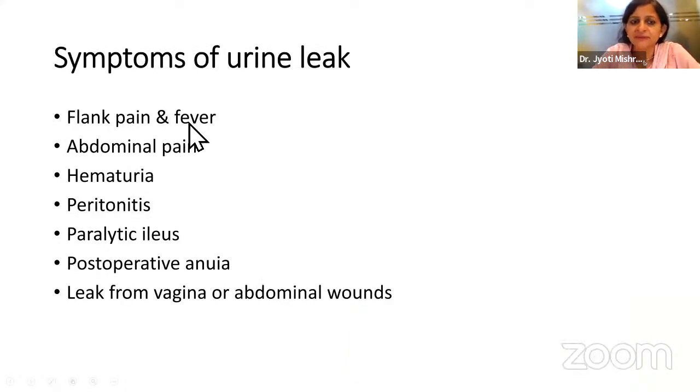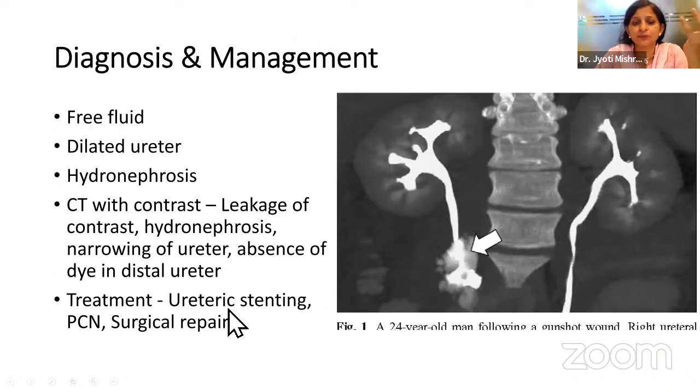Symptoms are that the patient can come with flank pain and fever, abdominal pain, hematuria, peritonitis, paralytic ileus, not passing urine at all, and leak from the vagina, or even from the abdominal sides you may find watery discharge coming. And this could be the picture as you see in CT. This is hydronephrosis and a leak of the dye coming from a particular point.